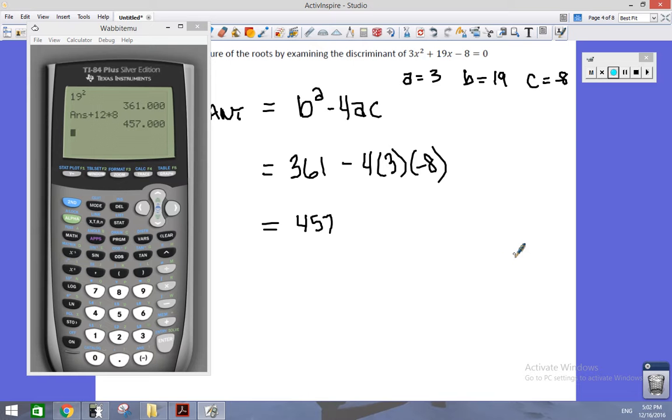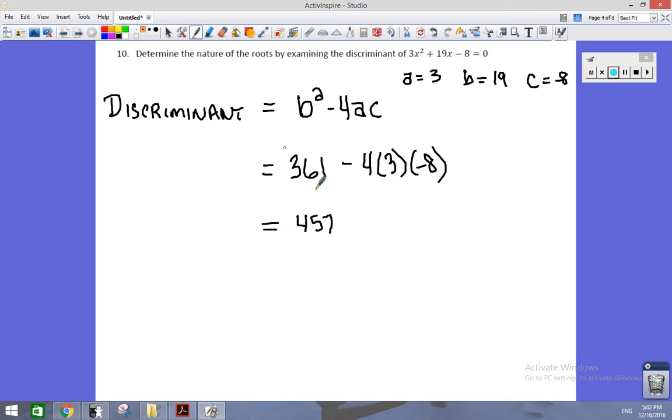I don't believe that 457 is a perfect square. If I take the square root of 457, I'm not going to get an integer. I'm going to get a decimal value, right, because this is not a perfect square. So it's positive. It's supposed to say greater than 0. It's positive, and it's not a perfect square.